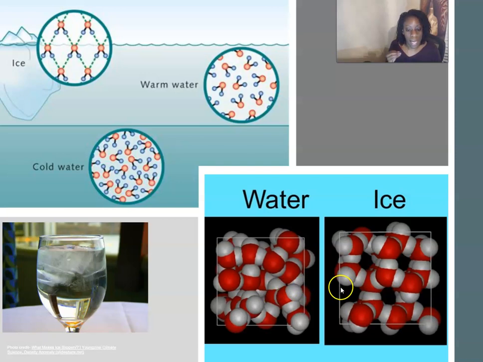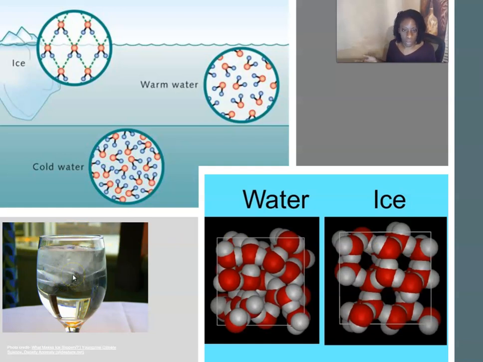All right, but when we get to the ice part of it, once again, we see kind of a more organized structure with a lot of space in between for those hydrogen bonds. So we have fewer molecules here on the ice side than we do on the liquid water side, which makes the ice less dense. So this allows ice to float when it's in liquid water. Now, why is that important for us?